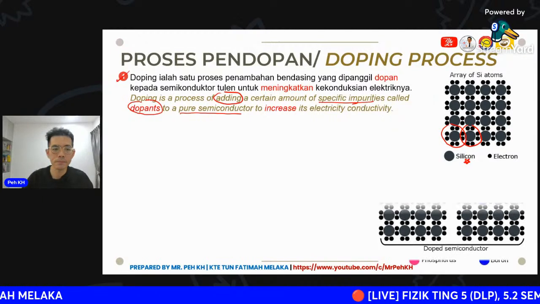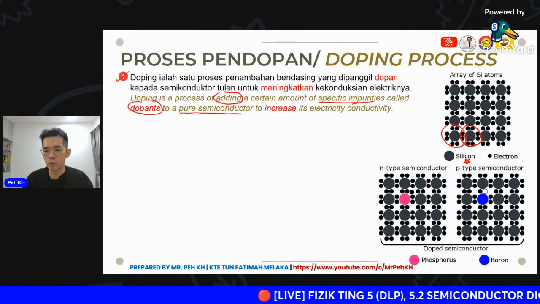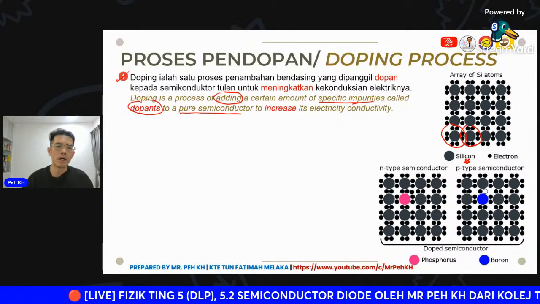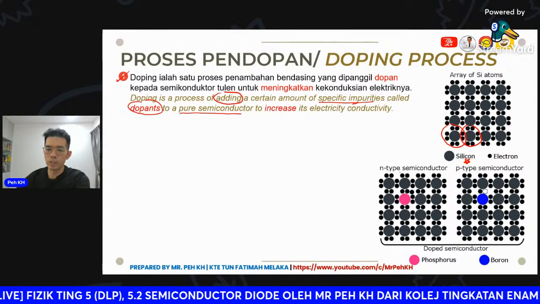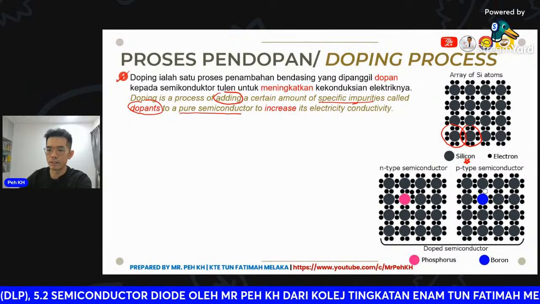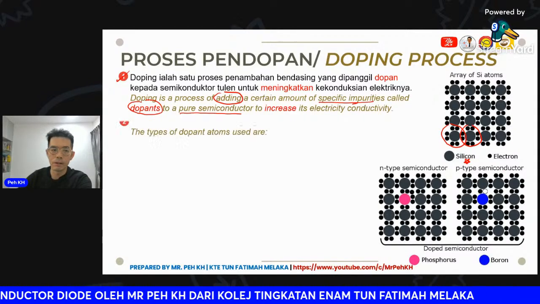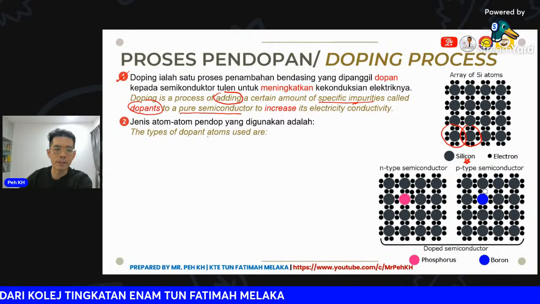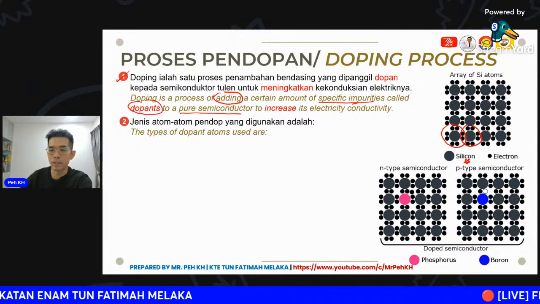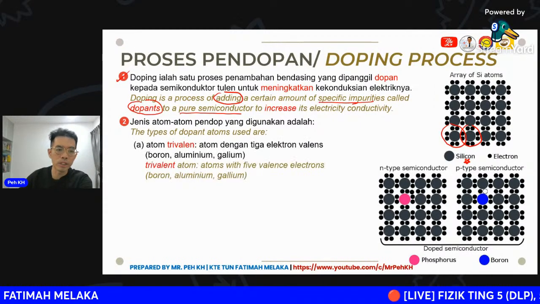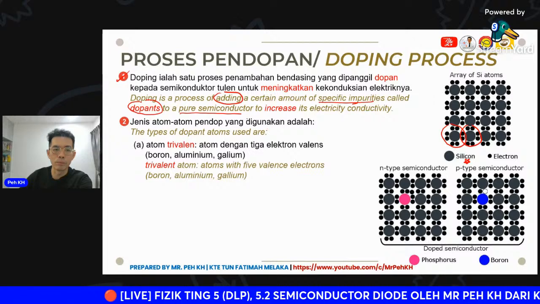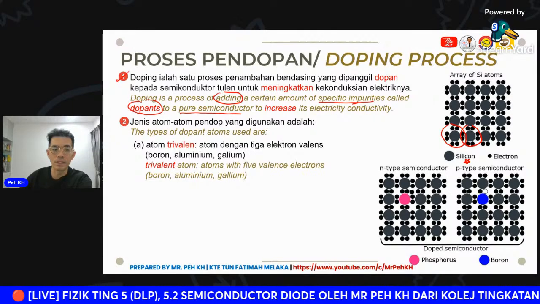Okay, so here we have 2 types of semiconductor formed after the doping process: an N-type semiconductor and a P-type semiconductor. This depends on the type of dopant atom added to the pure semiconductor. So here we have the first type of dopants or impurities added to pure semiconductor or pure silicon.